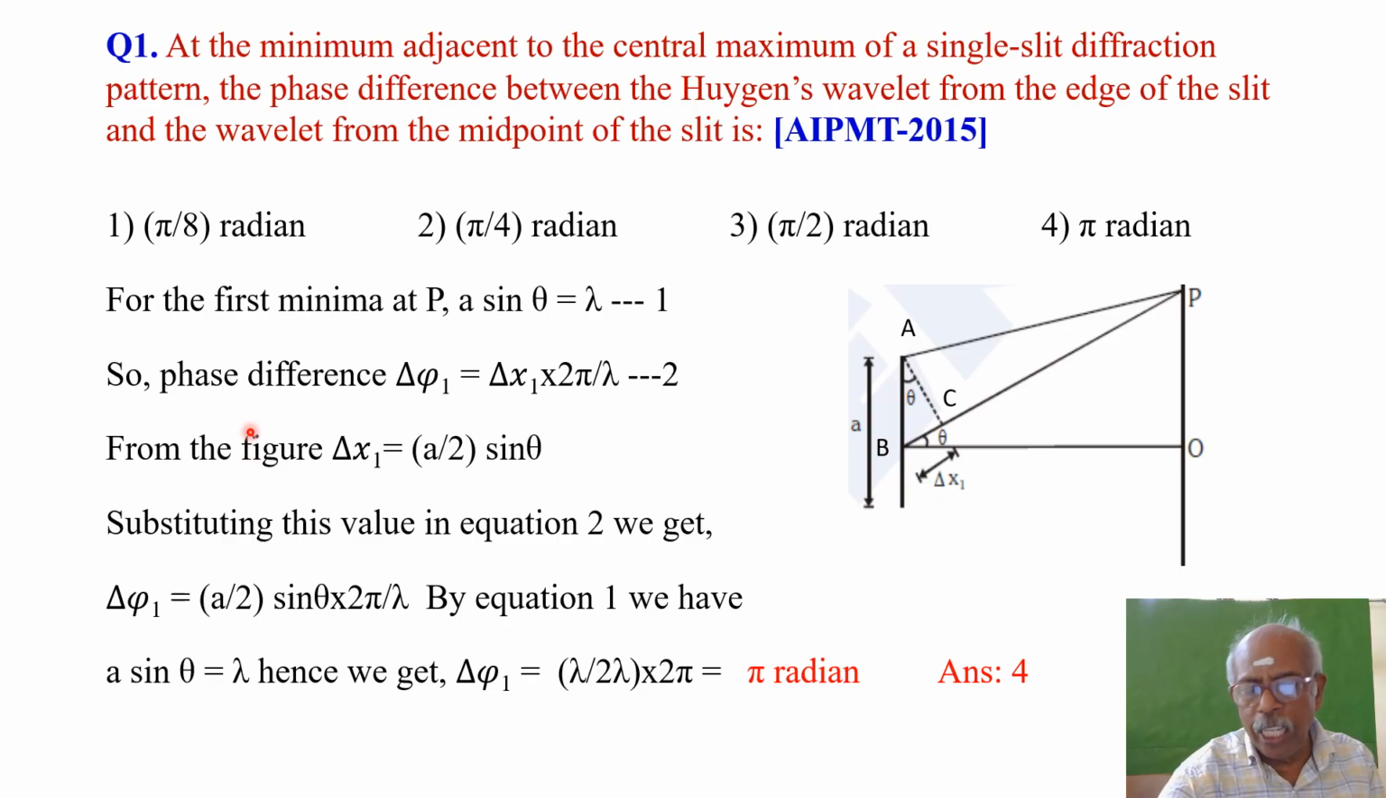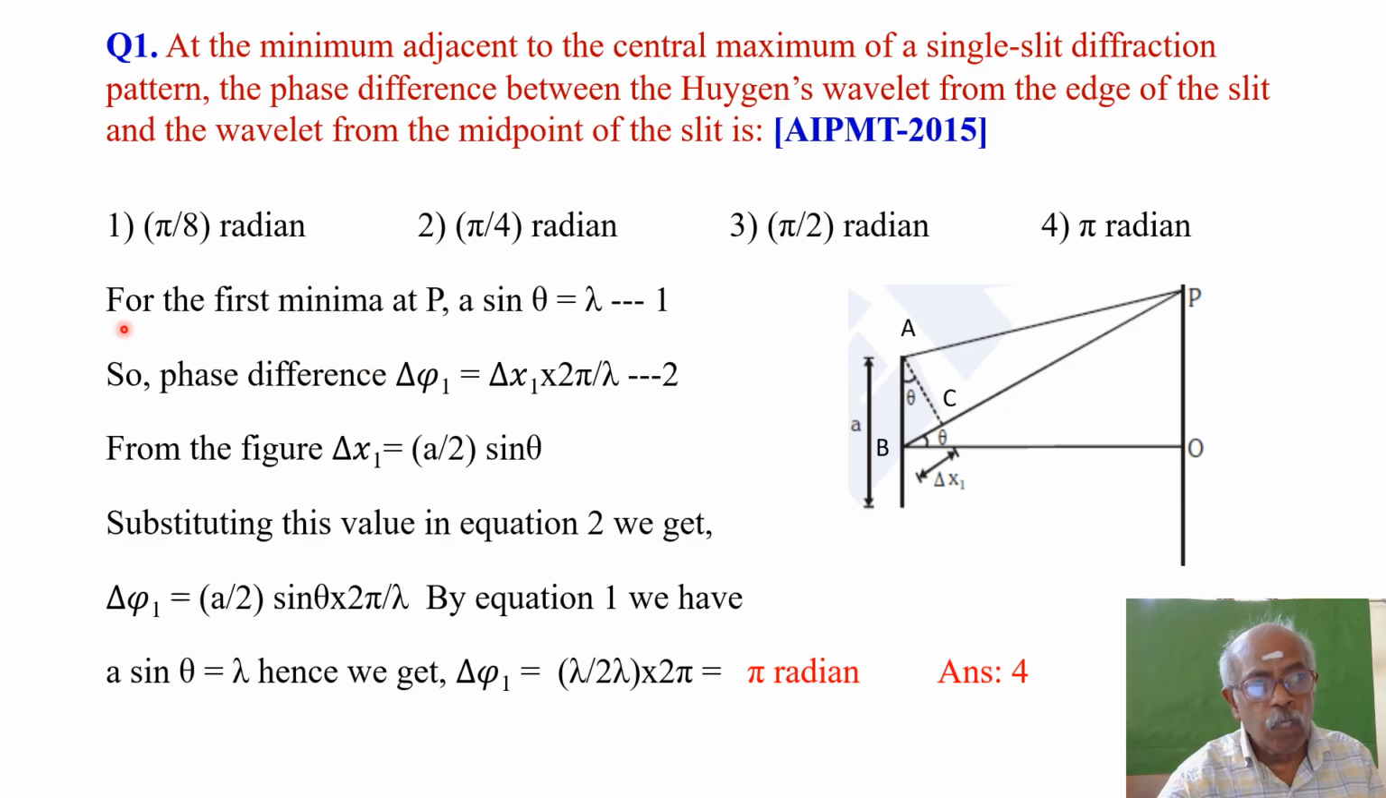Okay, what is the formula for phase difference? Delta phi is equal to delta x into 2 pi by lambda. What is delta phi? Phase difference. What is delta x? Path difference. So this is the relation between the phase difference and the path difference in the case of diffraction. So delta phi 1 is equal to delta x1 into 2 pi by lambda. Let this be equation 2.